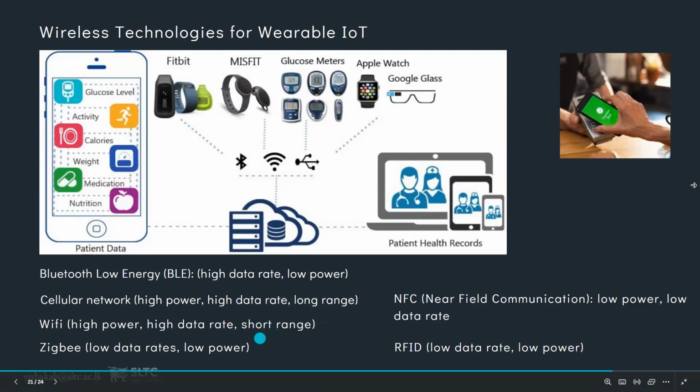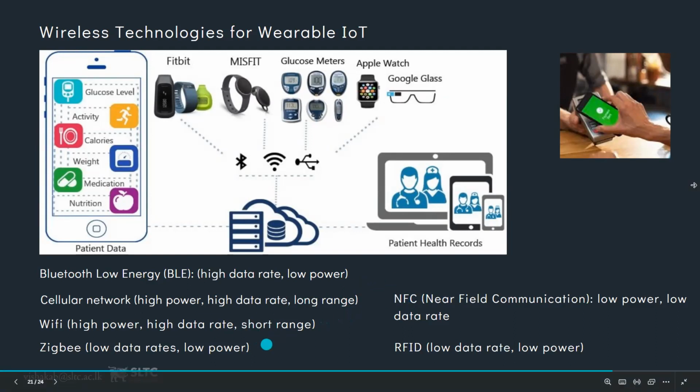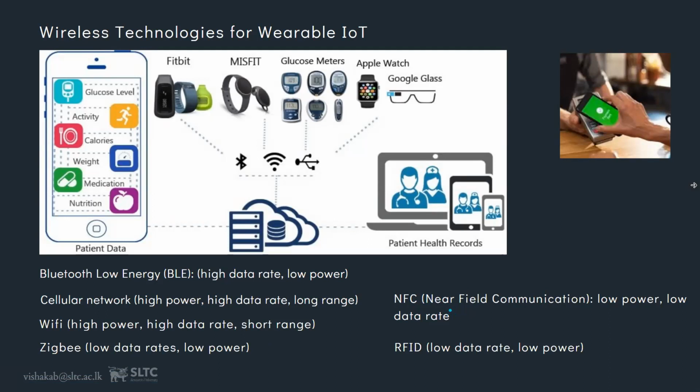We also have Zigbee communication that has low power, however, low data rates as well. And that also can communicate up to a certain level of about 10 to 100 meters of distance. And then NFC is another communication technology that is used with IoT devices. It is known as the near field communication technology.